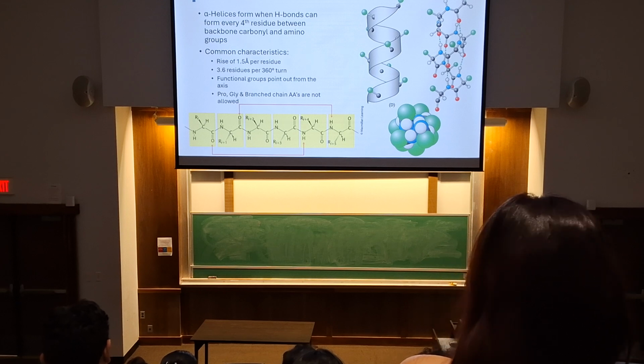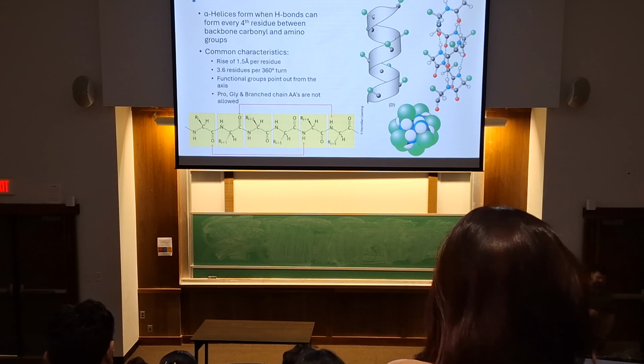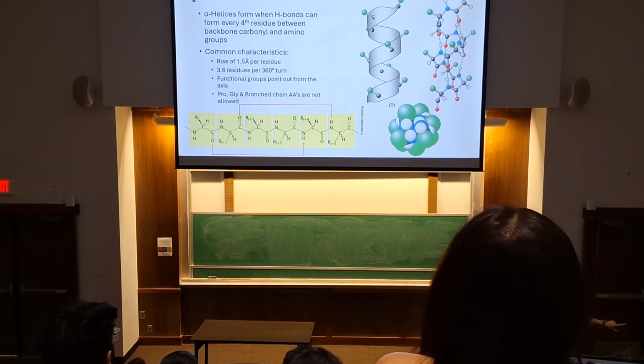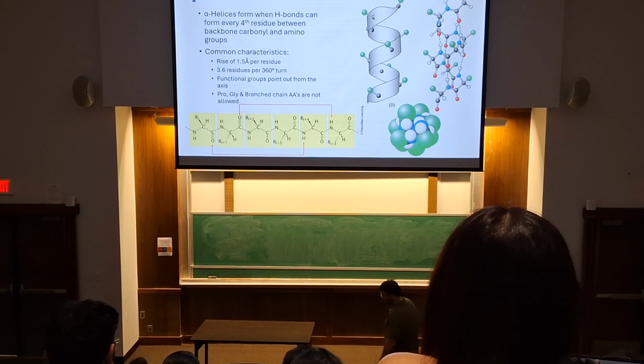Now, if we look at it top down and look at a space fill model, like we see on the bottom here, we see that the inside of an alpha helix is not hollow, as this implies. Instead, it's completely filled up by all of the backbone atoms. And what we see is that the R groups, the functional groups, are actually pointing out away from the axis of the helix. And this gives the helix some interesting properties.